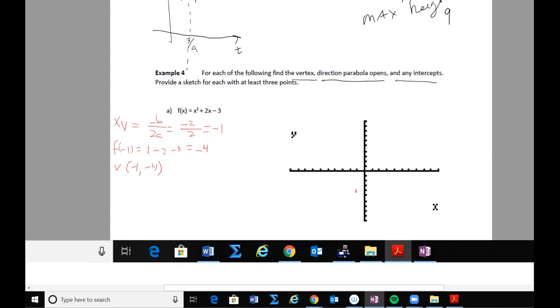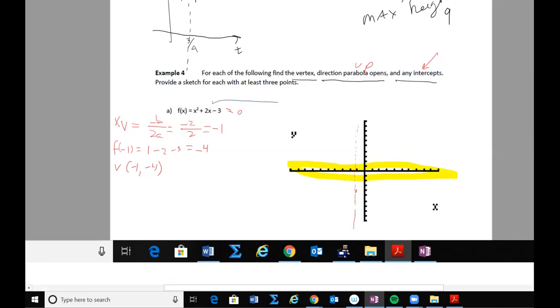There it is. Okay, and it opens up. We've got our axis of symmetry running through here. And for intercepts, guess what? Intercepts occur when this equals 0. So that's when the height of the graph is 0, when it crosses the x-axis. That's what we want to find. In other words, where does it cross? Does it cross at all?